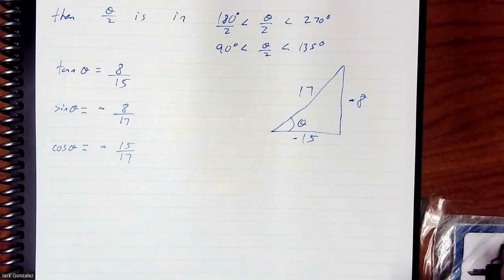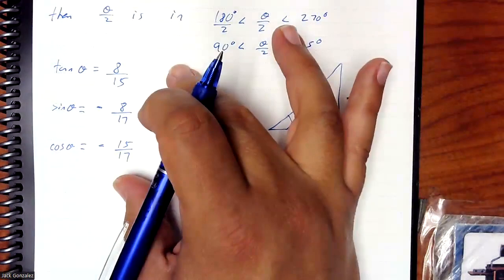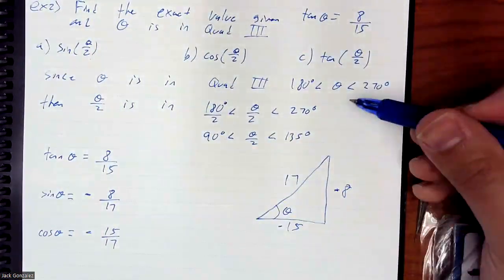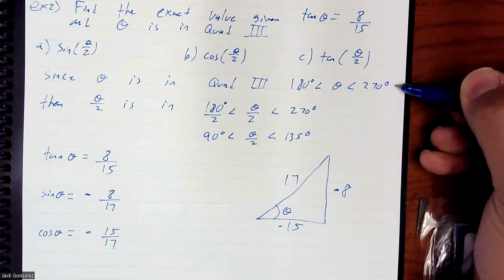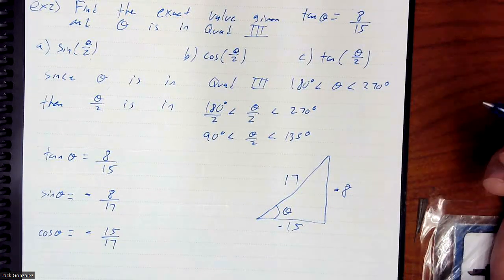You guys agree? All right, now that we have all the info we need to answer the questions, I know what the functions will be. I know the location of the half angle and the location of the original. So now let's just start part A.